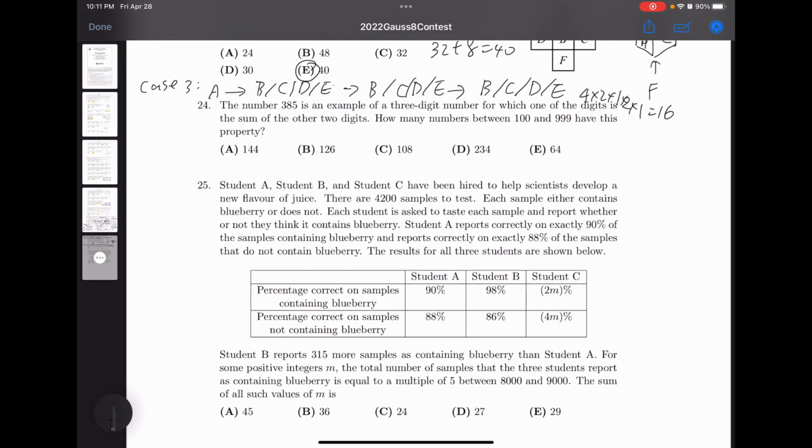Number 24. The number 385 is an example of a 3-digit number for which one of the digits is the sum of the other 2 digits. How many numbers between 100 and 999 have this property? Alright, so to do this type of question, we can list out all the options we have.